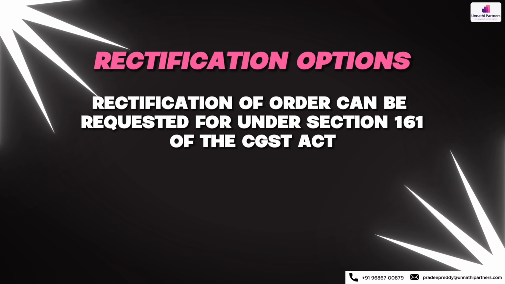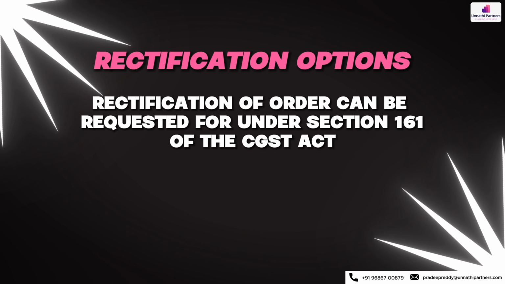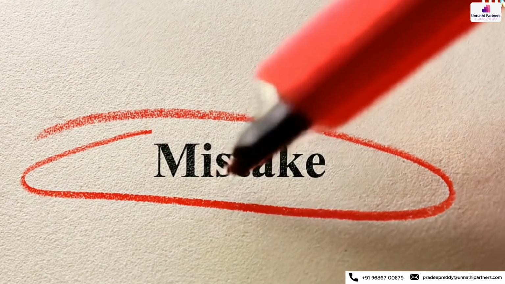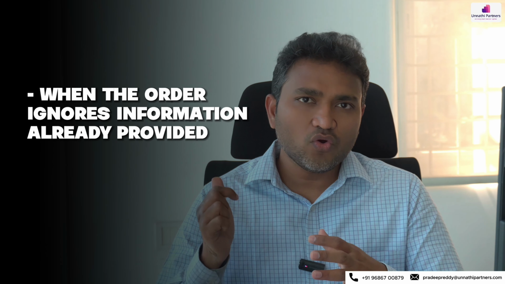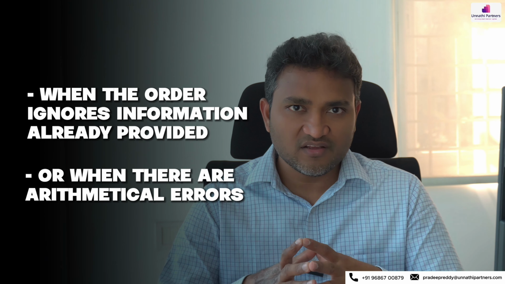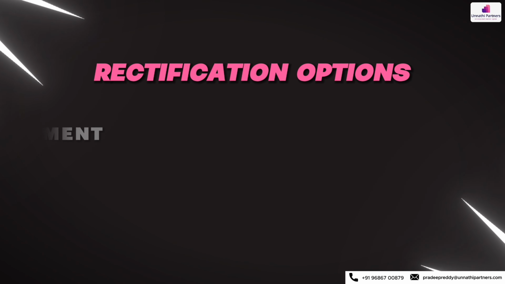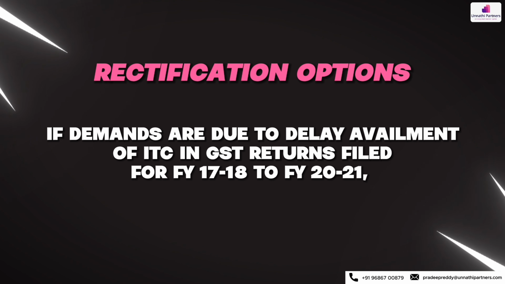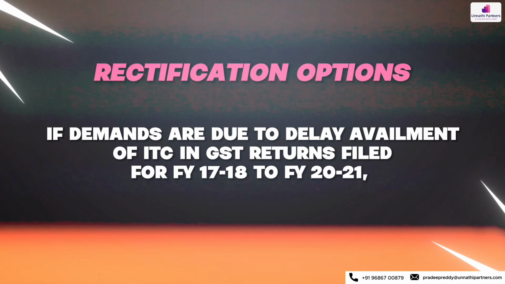Number 1, rectification can be sought under section 161 of the CGST Act, which allows rectification where there is a mistake apparent on record. This option can be explored when the GST authority has ignored any information while passing an order or where there are any arithmetical errors in the order. Number 2, rectification can also be sought in case where the demand was on account of delayed claim of ITC pertaining to 17-18 financial year to 2021 financial year. So before filing an appeal, please check whether rectification can be a quicker and easier solution.